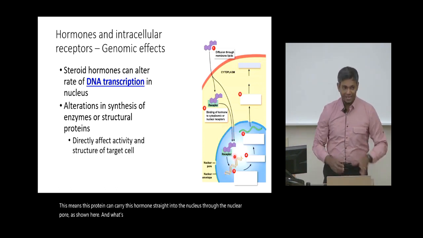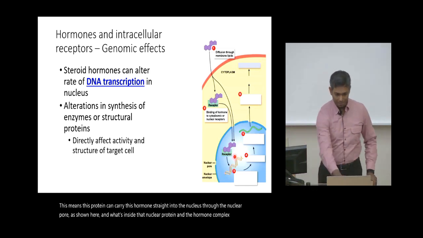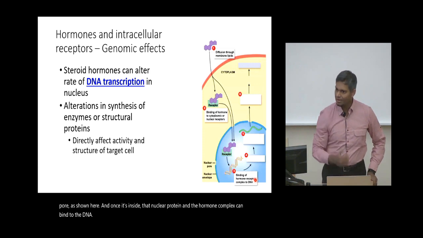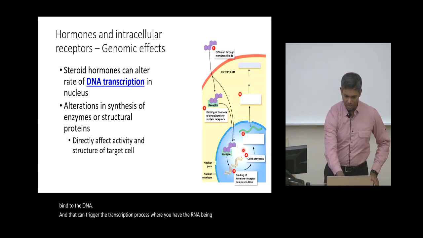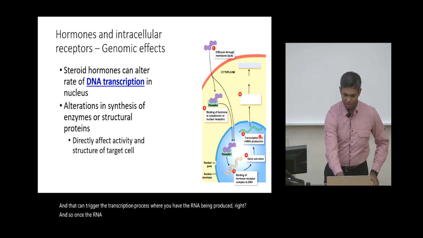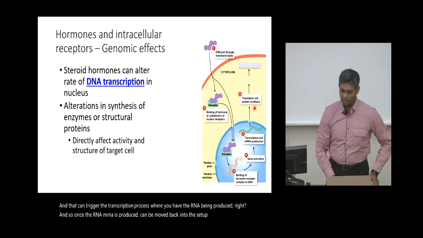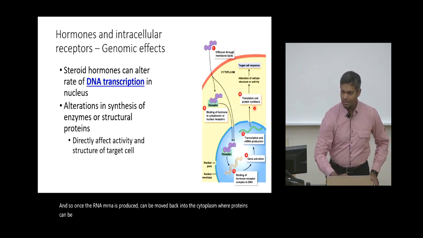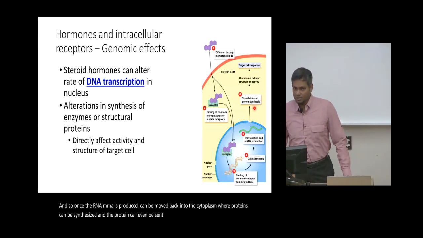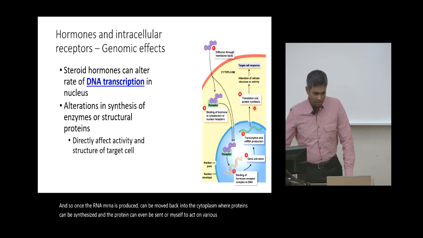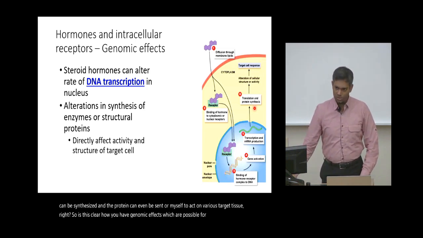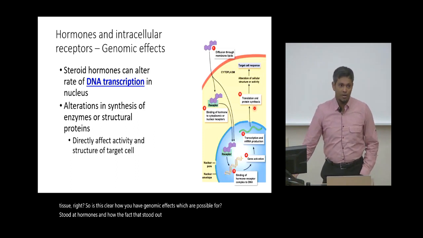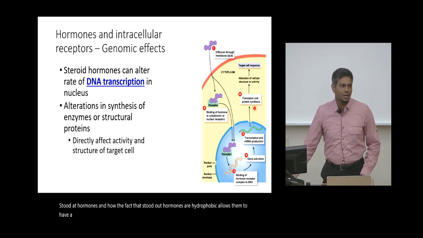Once it's inside, that nuclear protein and hormone complex can bind to the DNA, and that can trigger the transcription process where RNA is produced. Once the mRNA is produced, it can be moved back into the cytoplasm where proteins are synthesized, and the protein can even be sent out of the cell to act on various target tissues. So is it clear how genomic effects are possible for steroid hormones, and how the fact that steroid hormones are hydrophobic allows them to have a genomic impact? Is that clear? All right.